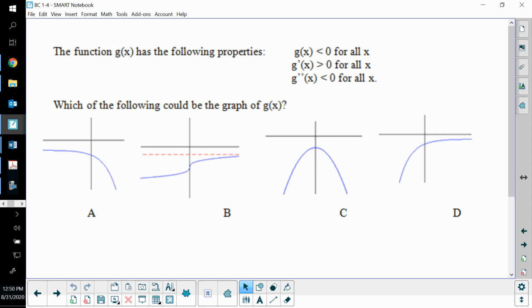So we want to know which graph has the following properties. So g of x is less than 0. So that means that we know the y's are negative. g prime is greater than 0. Well, your derivative tells us increase, decrease. If it's greater than 0, that means we're increasing for all x's. And the second derivative is less than 0. Second derivative tells us concavity. So this means we are concave down. So we're looking for a function that is always concave down, is always increasing, and always has negative y's, and the one that meets those criteria is choice D.